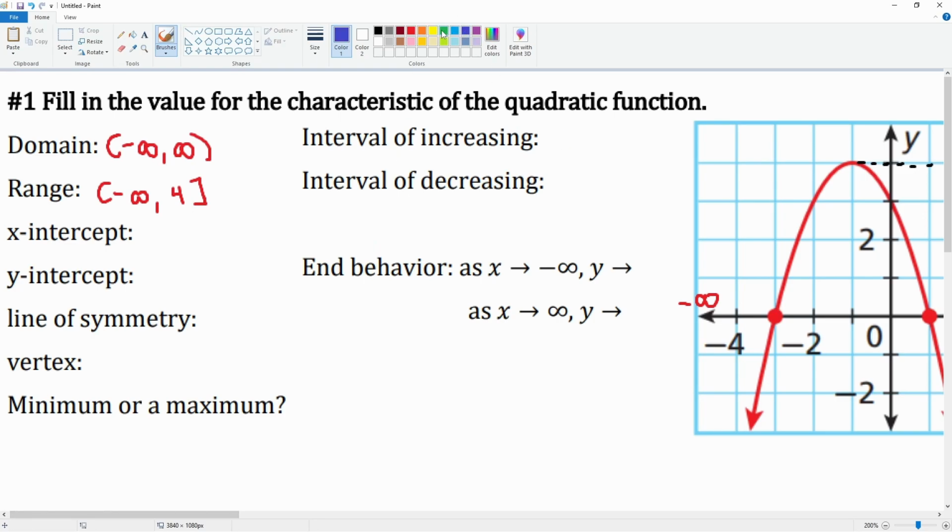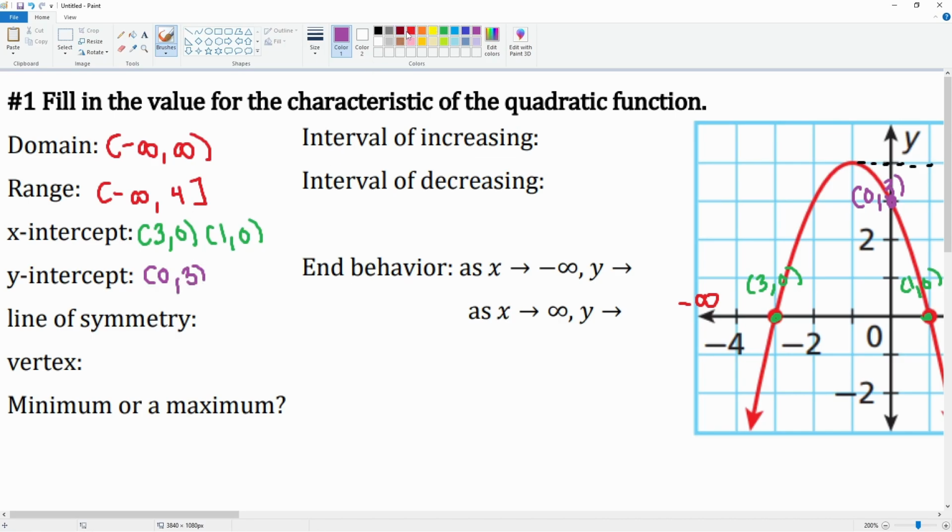Next, let's look at the x-intercepts. The x-intercepts are located right here at (3, 0), and right here at (1, 0). So we can put that there, (3, 0) and also (1, 0). The y-intercept is the location where the graph crosses the y-axis, and that is at (0, 3).